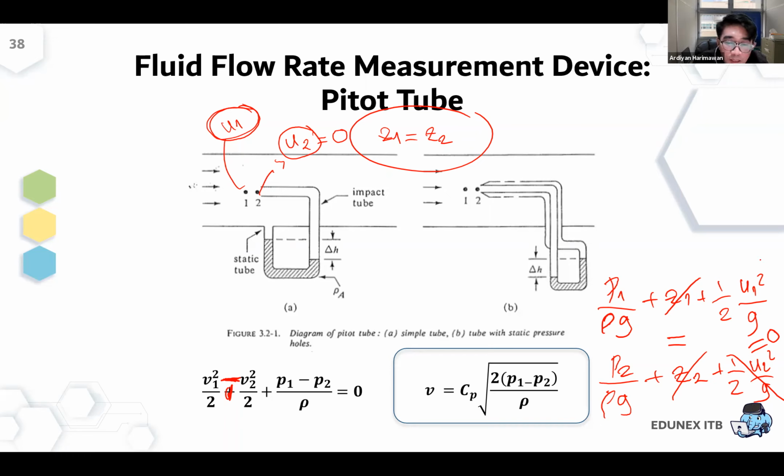Okay, then how can you get the value? You can get the velocity at point 1 by measuring the pressure difference. Then how can you get the pressure difference between P1 and P2? P1 and P2, which one is higher?